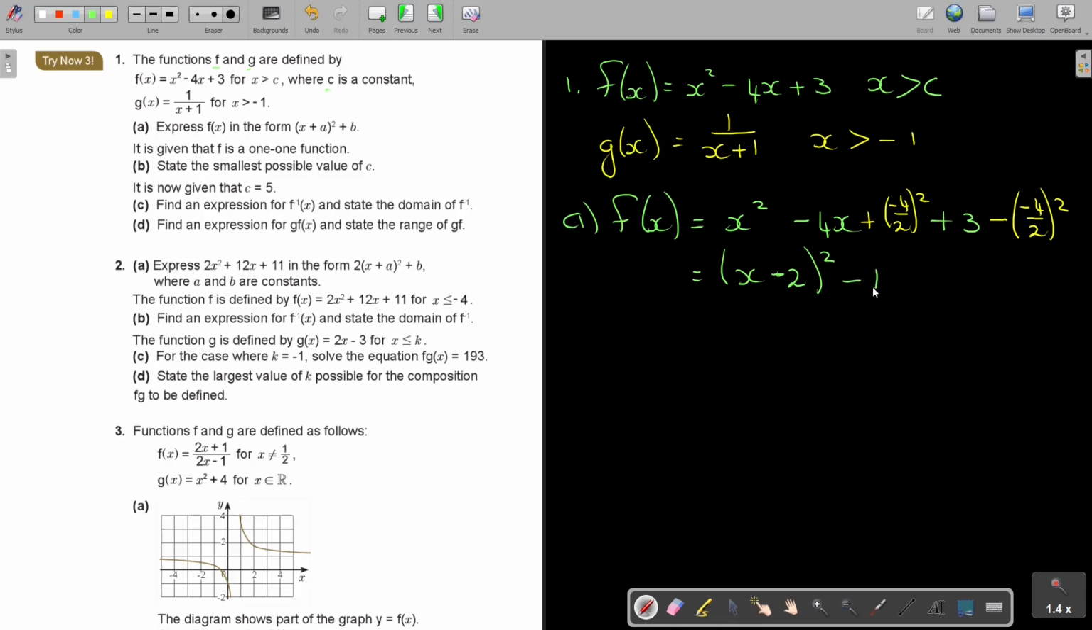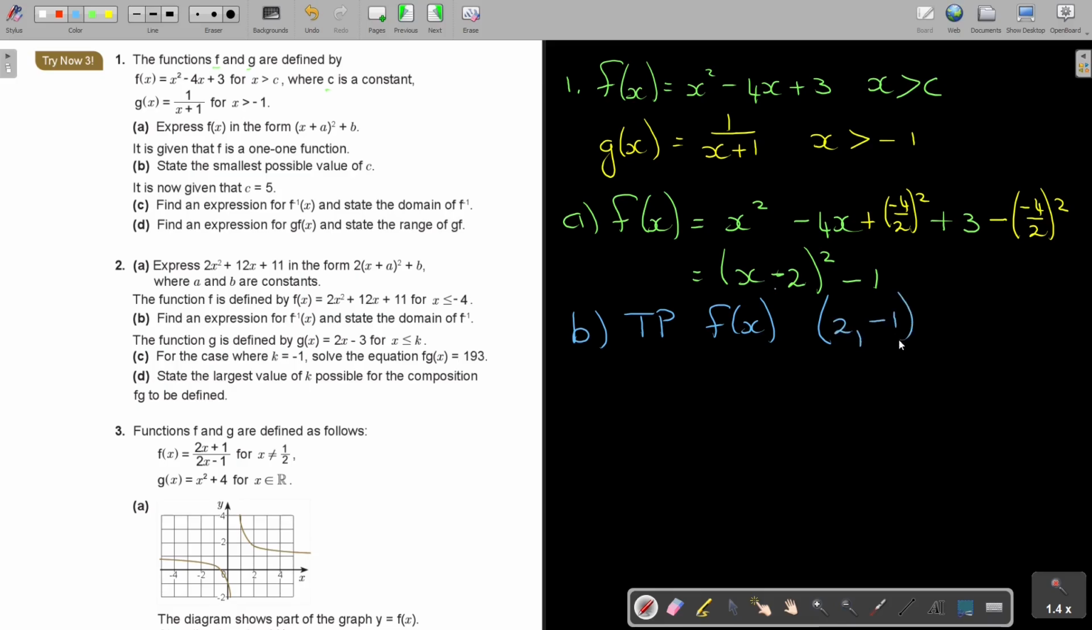Okay. Always read the question. Express it in this form. Okay, we did that. I can already see the turning point, but I'll write it down as soon as I need it. Okay, so number b. It is given that f is a one-to-one function. Ah, there it comes. For it to be a one-to-one function, it must be restricted at the turning point. So take the smallest part of it. So now, the turning point of f(x), now I'm going to write it down, is going to be, change that sign to a negative 1.